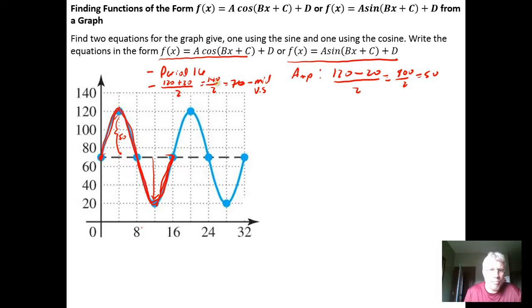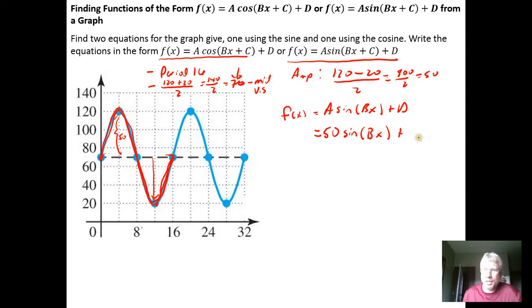So I have amplitude, I have period. Notice there's no horizontal shift if I'm using the sine function. So I can start to set up my sine model. My sine model is going to be A sine bx plus d. There's no plus c because I have no horizontal shift. And I can look at feeding some numbers in that I know already. A is the amplitude, which is 50, times the sine of bx plus the vertical shift, which is the midline, or 70.